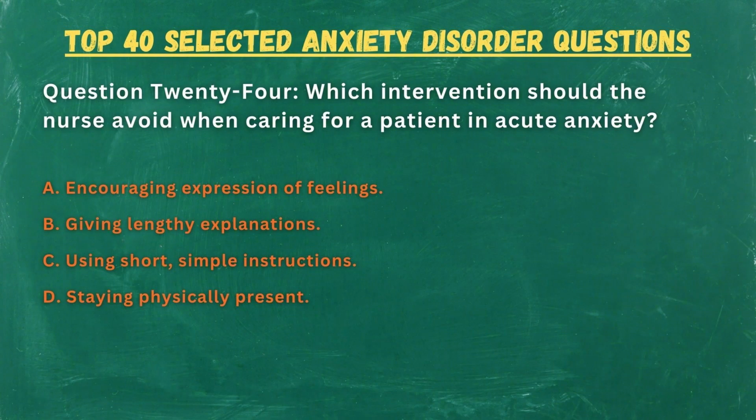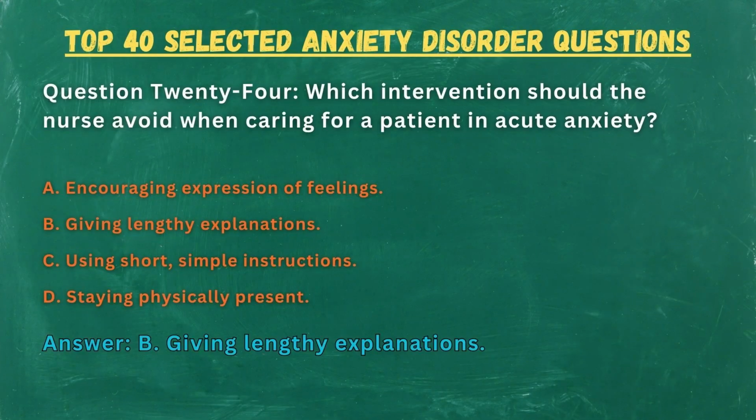Question 24. Which intervention should the nurse avoid when caring for a patient in acute anxiety? A. Encouraging expression of feelings. B. Giving lengthy explanations. C. Using short, simple instructions. D. Staying physically present. Answer: B. Giving lengthy explanations.